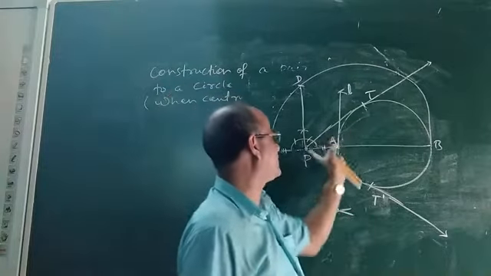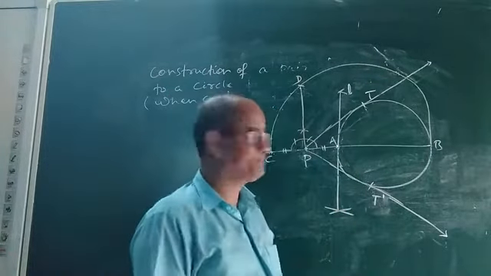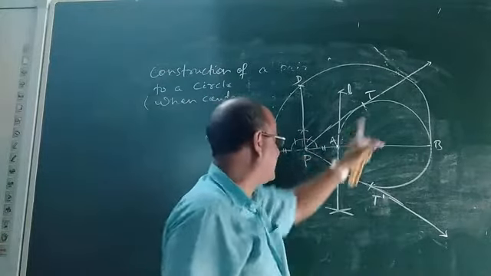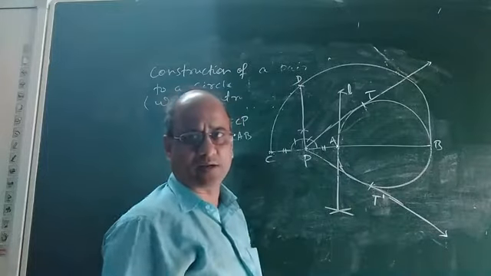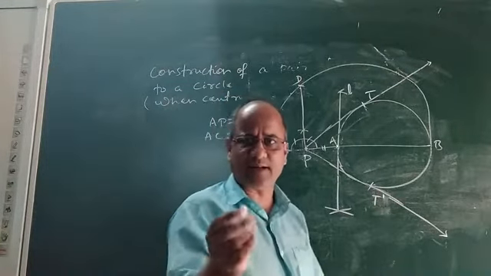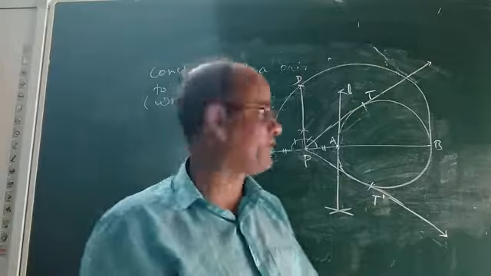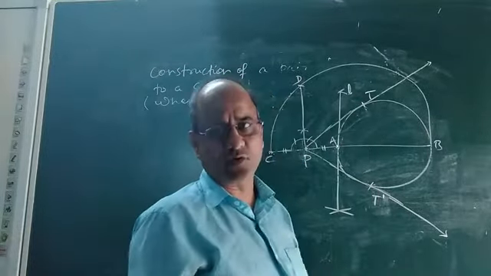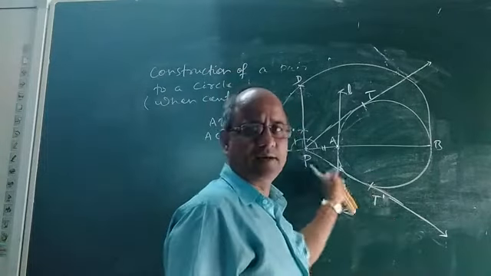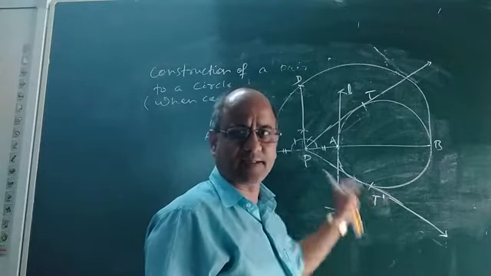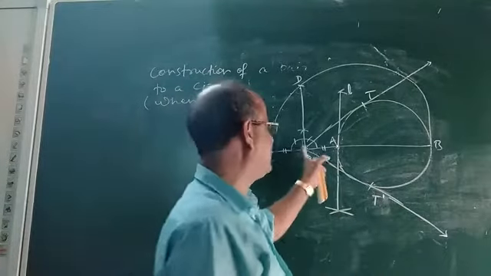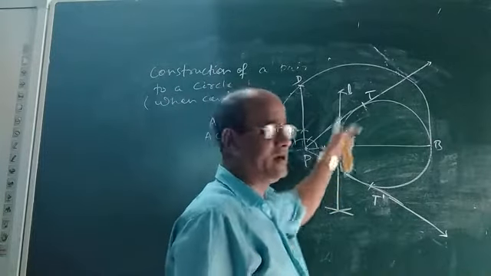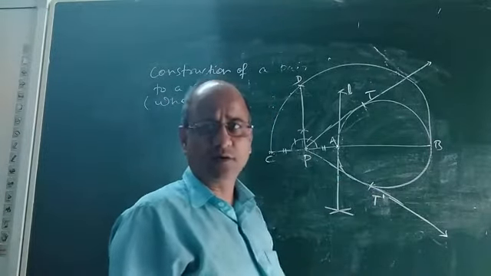Now the point is, how will you justify that this is a tangent to the circle? PT is a tangent to the circle. PT dash is a tangent to the circle. You know what a tangent is? A tangent is a line which touches the circle exactly in one point. Here PT touches the circle exactly in one point T, so it is a tangent. Similarly, PT dash touches the circle exactly in one point, that is T dash, so PT dash is a tangent. That means PT and PT dash are the two required tangents drawn from the external point P to the circle whose center is not known.